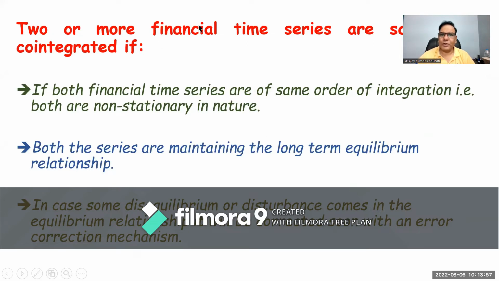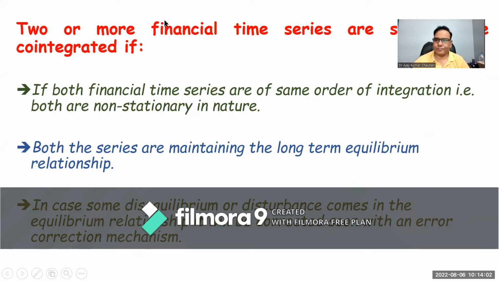Two or more financial time series are said to be co-integrated. Co-integration means long-term equilibrium relationship. So two or more financial time series are said to be co-integrated, or have a long-term equilibrium relationship, if both are non-stationary in nature and of the same order of integration. Both are either I(1) series. Most of the time, in more than 90% of the cases, both the series are I(1).